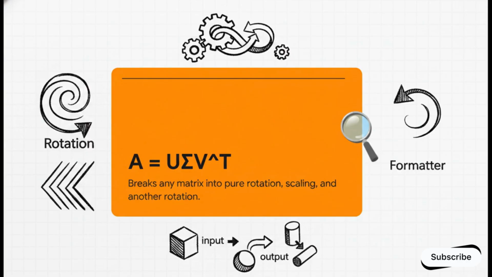V transpose, that's our organizer, an orthogonal matrix rotating the input. Sigma is our scaler, the diagonal matrix holding our singular values, which are basically our volume knobs. And U is the formatter, another orthogonal matrix rotating everything into the final output space.